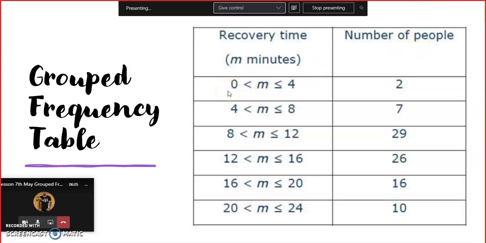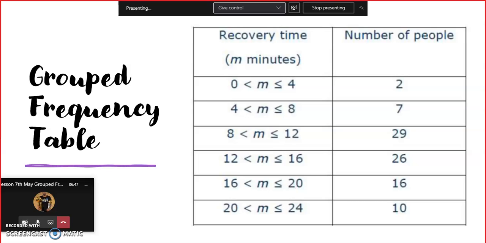So if we just look at the first line here, it basically means the recovery time in minutes is between 0 and 4, and there are two people who fall into that category. Likewise, if we look at the second one, it just means it takes about 4 to 8 minutes to recover, and there are 7 people in this category. So this is the idea of grouped frequency table. I know it's a bit familiar to you, but I still want to go through it, so make sure you understand the concept behind that.